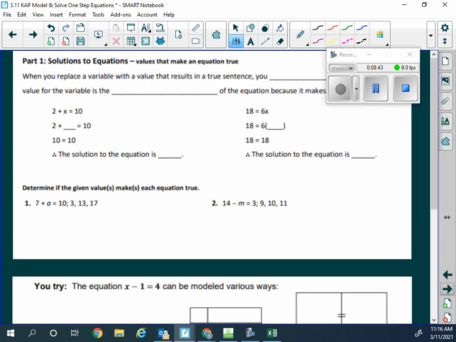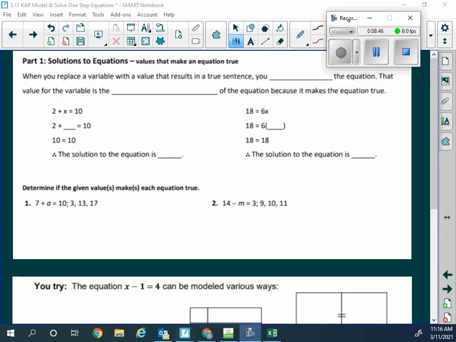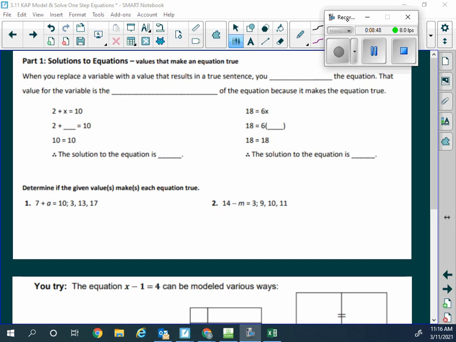Excellent. All right. The best thing about equations is that you can solve them. There is a solution. When you replace a variable with a value that results in a true sentence, you solve the equation. That's why a lot of y'all have not been very satisfied with expressions, because there was no solution. There was just simplifying it, and that was it. So the value for the variable is the solution of the equation because it makes the equation true.